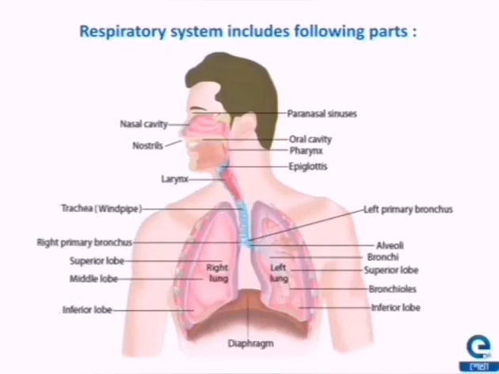The next part is the right primary bronchus and left primary bronchus, which enter the right lung and left lung. Now the next part is the superior lobe, middle lobe and inferior lobe, and the last part is the diaphragm.